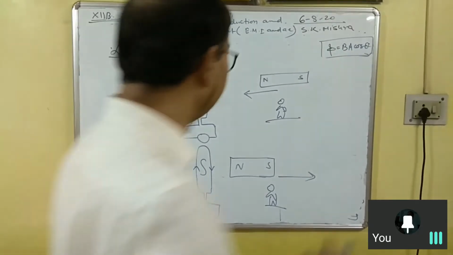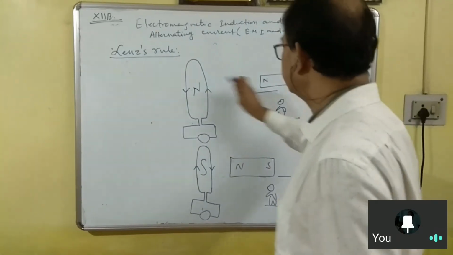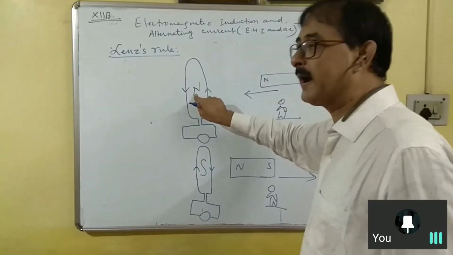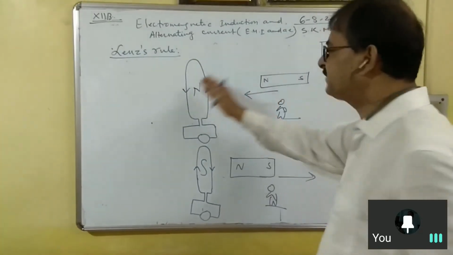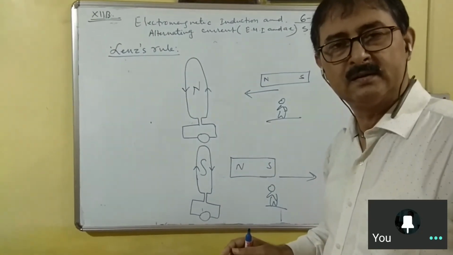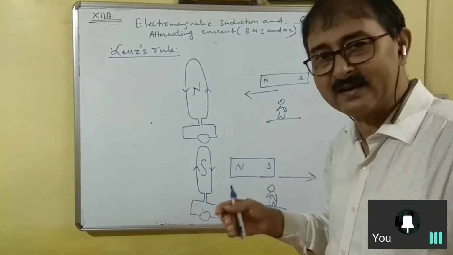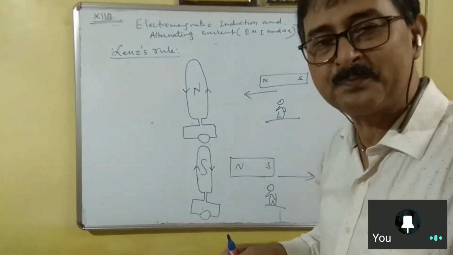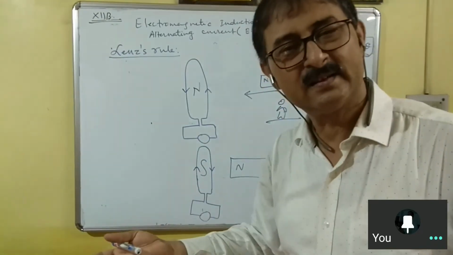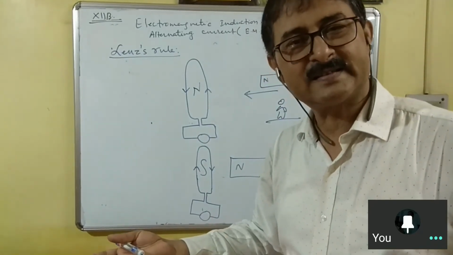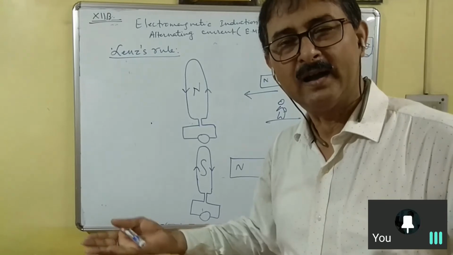If you bring the magnet towards the coil, the field of the magnet at the center of the coil keeps on increasing, because the smaller the distance, the more the field. If you are closer to the magnet, the field of the magnet will be more. And if you are going away from the magnet, the field will be less. Is there any doubt? Yeah, am I clear to you?